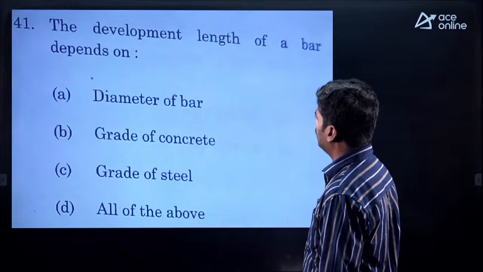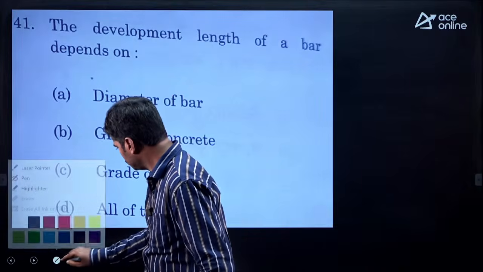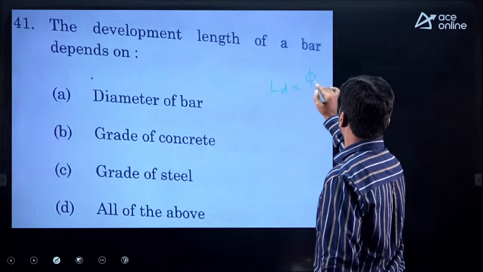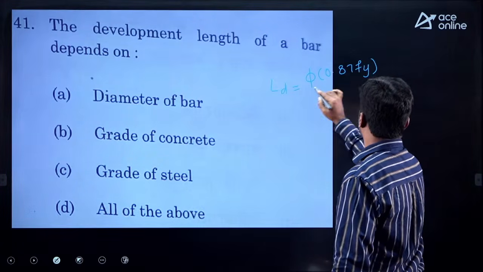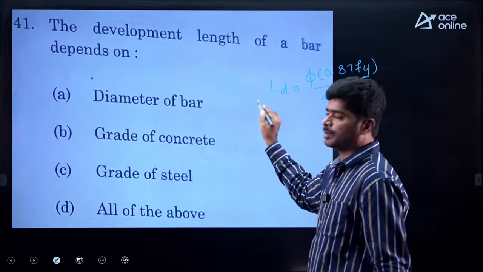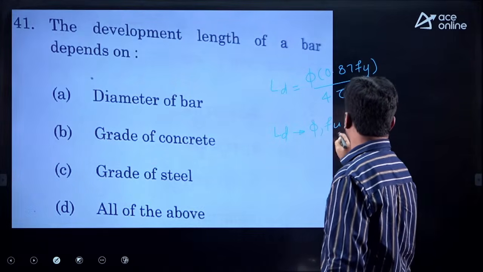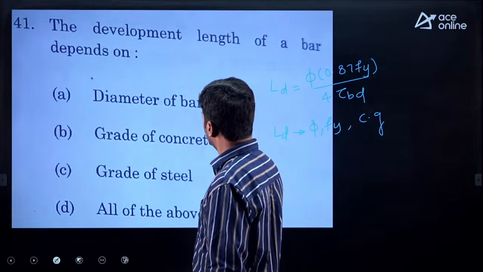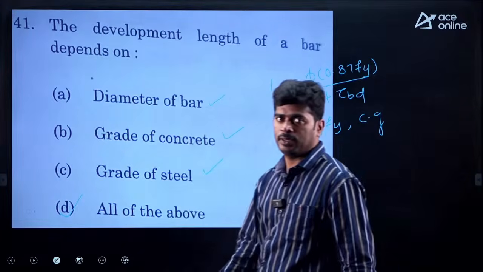The development length of a bar depends on... LD is the development length which is equal to phi into sigma st. In limit state method, sigma st can be written as 0.87 Fy upon 4 times tau bd. The question is, development length LD depends upon the diameter of the bar, grade of steel, and tau bd, which means concrete grade also. Here the options given are diameter of the bar, grade of concrete, grade of steel, all the above. Option D is correct.